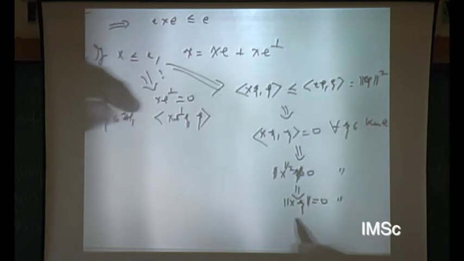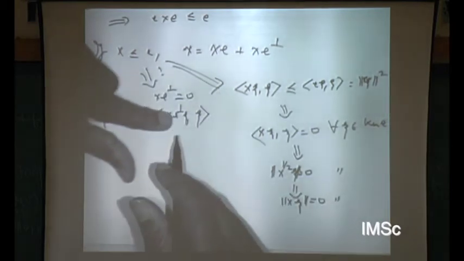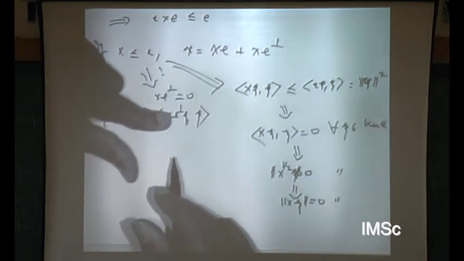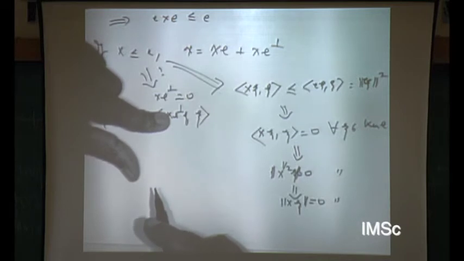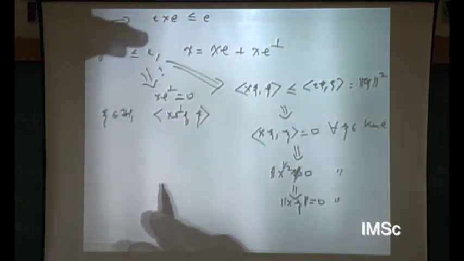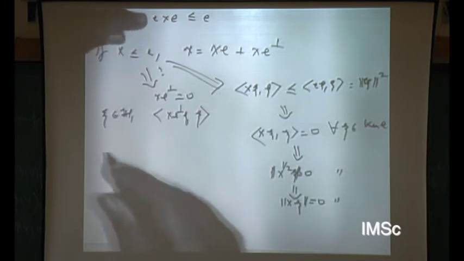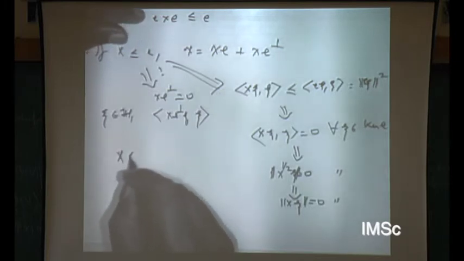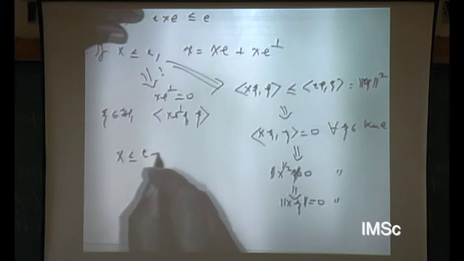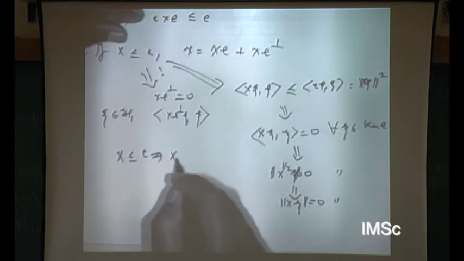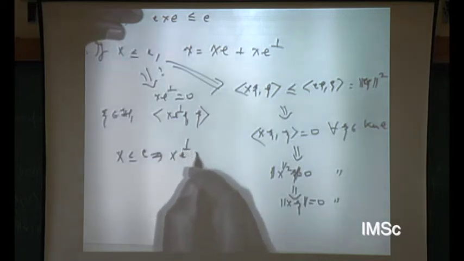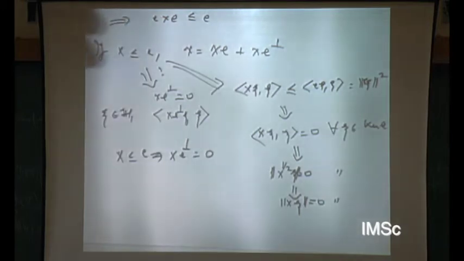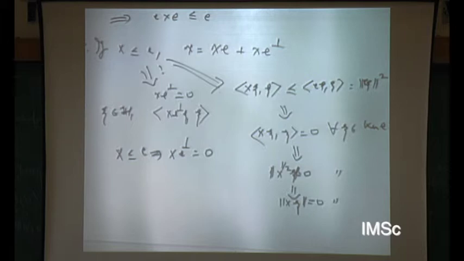For any xi in the kernel of V. But E^⊥ xi is in the kernel of V, right? Therefore, if you assume that x is less than or equal to E, x E^⊥ is 0. That is what you've shown. Therefore, x equals xE.